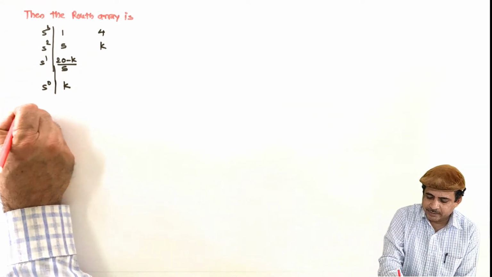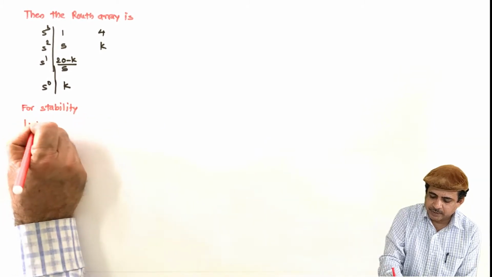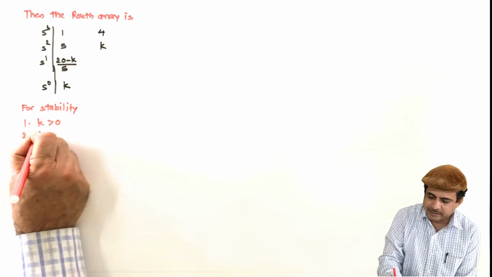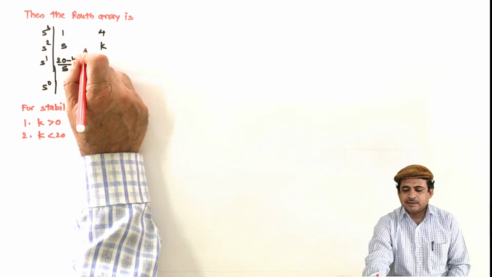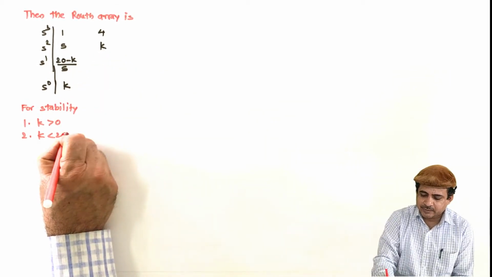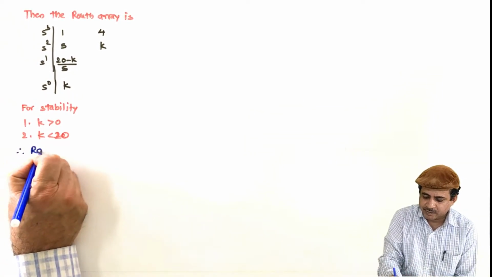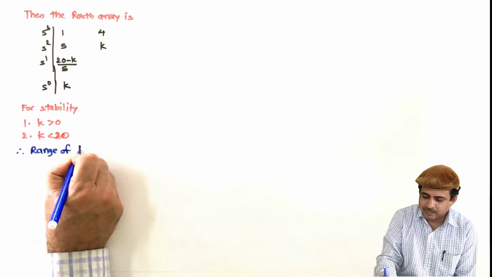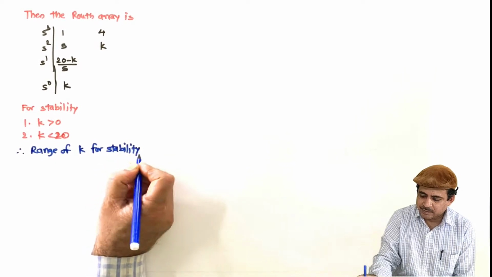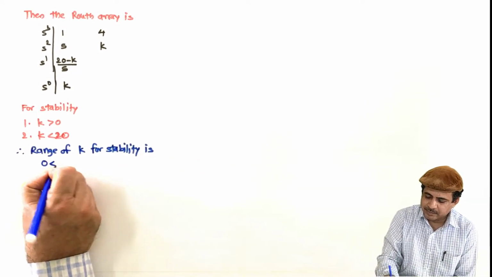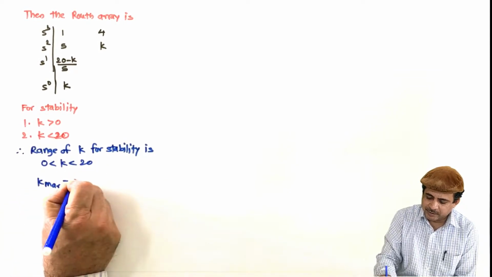So for stability, one is K greater than 0 and second is K less than 20. From this, if K is less than 20, then only this will be positive. So range of K for stability is 0 less than K less than 20, and K marginal is equal to 20.